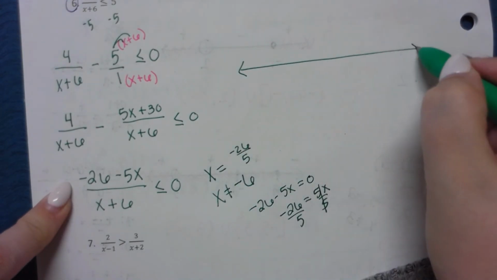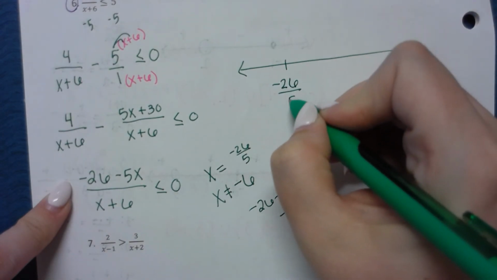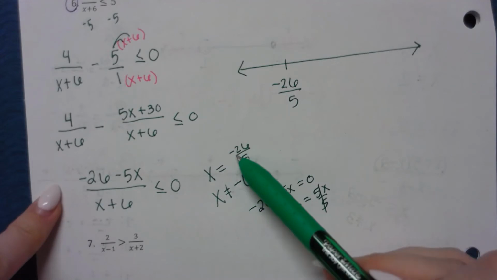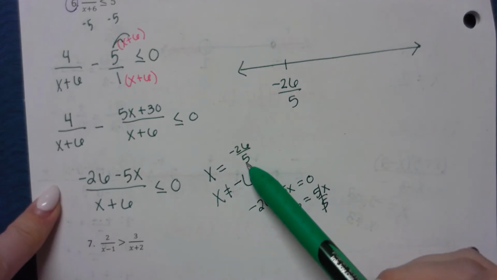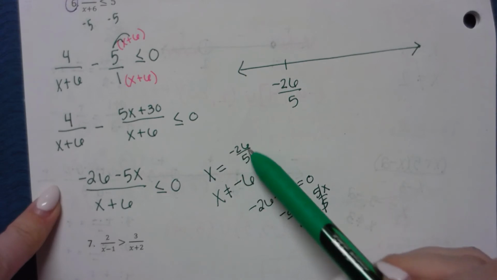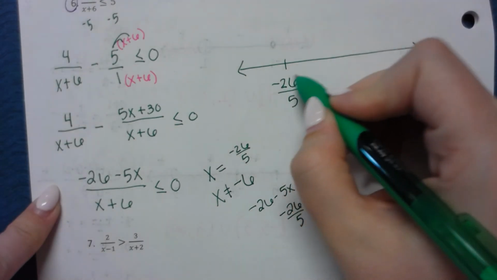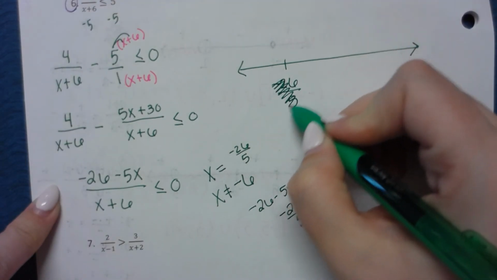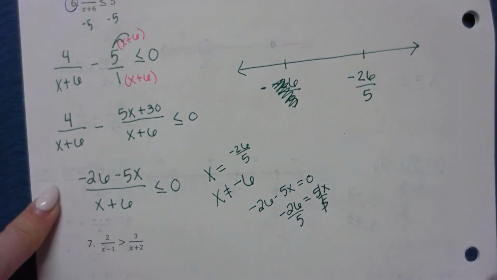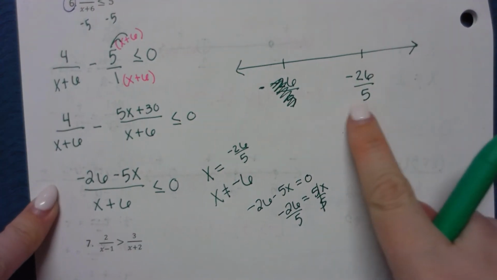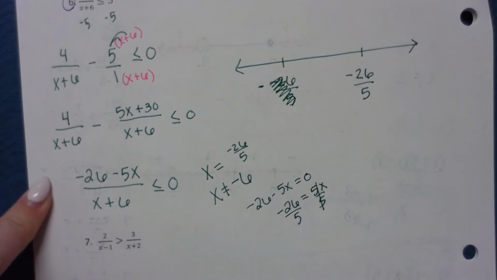So on our number line here, we've got negative 26 over 5 and then negative 6. Okay, well, if you think about it, negative 25 over 5 would be negative 5, so this is a little bit more than negative 5. So I really should have put this as the negative 6. And the negative 26 over 5 would be here, right? Because this would be like negative 5 point something. So I got more negative to the negative 6.